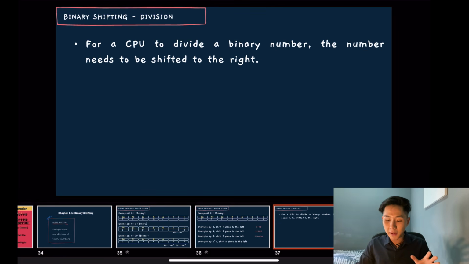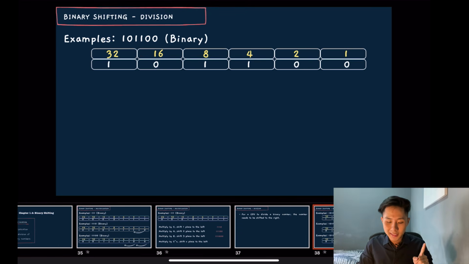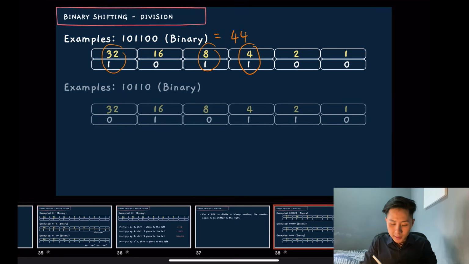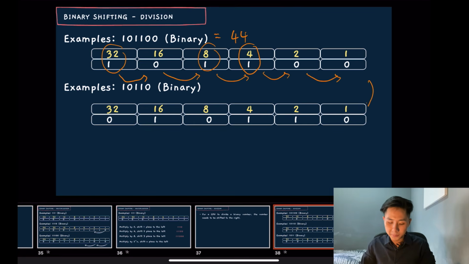So for a CPU to divide a binary number, the number needs to be shifted to the right. Let me give you an example here. We have the binary value 101100. The denary value of this binary is 32 plus 8 plus 4, which gives the value of 44. If I shift this value one place to the right, I move each digit one place to the right and I get the result here. Every digit is shifted to the right.